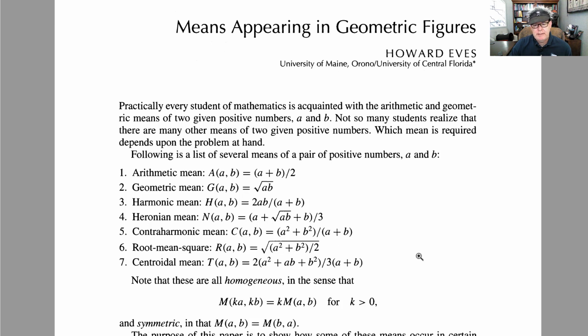Basically, to be a mean, you have to satisfy a few properties. Homogeneous, in that if you multiply each number by some value k, then the mean would be multiplied by that value k. It has to be symmetric, so it doesn't matter what order you put the numbers into the formula. Also, the mean must be between the min and the max, and we'll go inclusive. And notice the min and the max then also satisfy these two properties, so the min and max are also means.